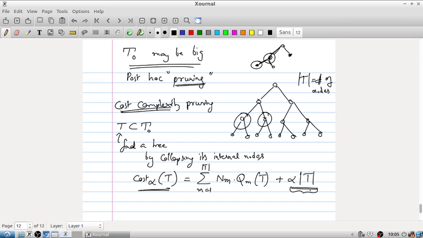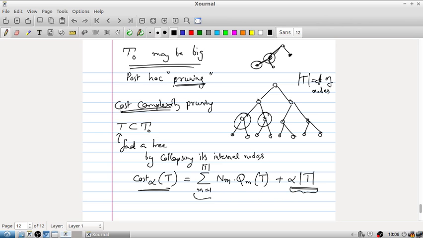Then I'm going to pick the tree which balances out the size of the tree, since it gets penalized in terms of how many nodes it has. For example, T naught may have 100 nodes, then alpha times 100 is the cost for that T naught itself. And then if I collapse an internal node, then I may have 98 nodes instead of 100 nodes. So that term is clear.